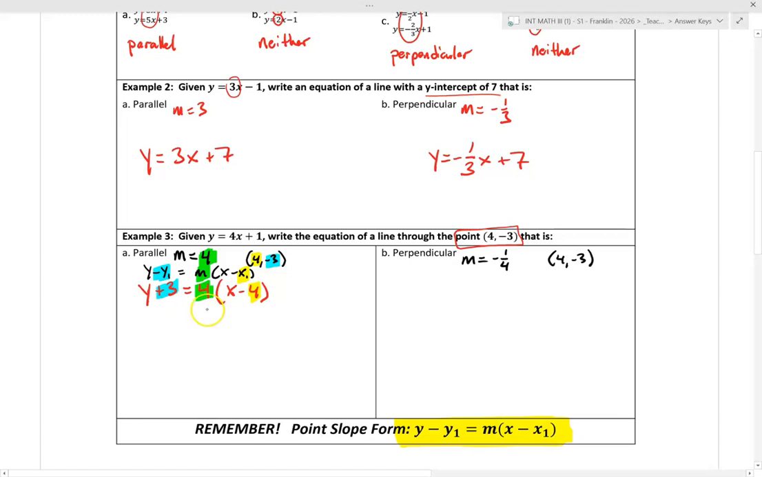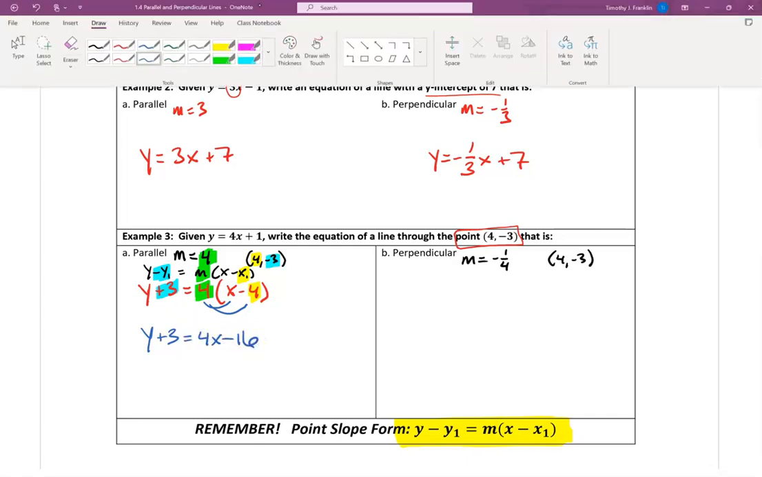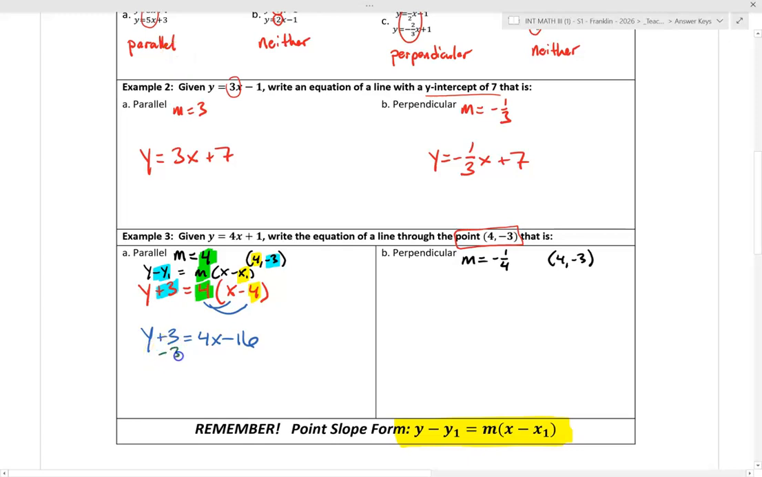So now we just solve for y. Distribute the 4. So y plus 3 equals 4x minus 16. And then minus 3. y equals 4x minus 19. So there's our parallel answer.